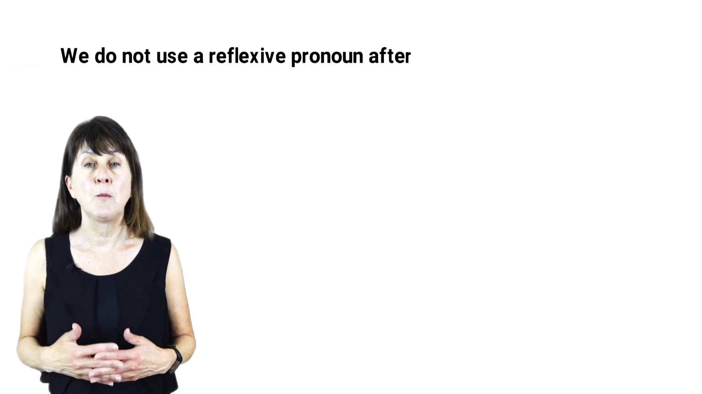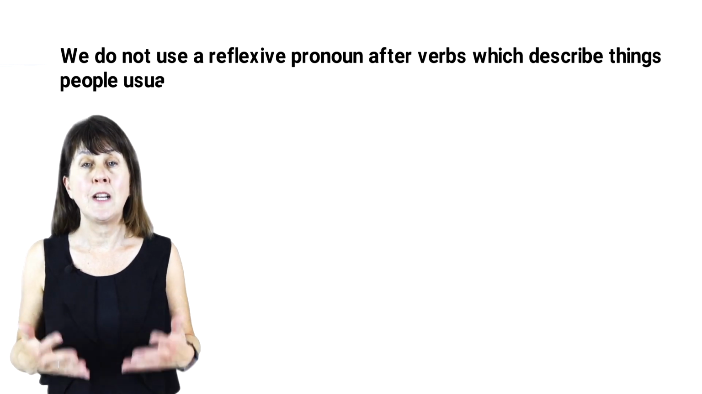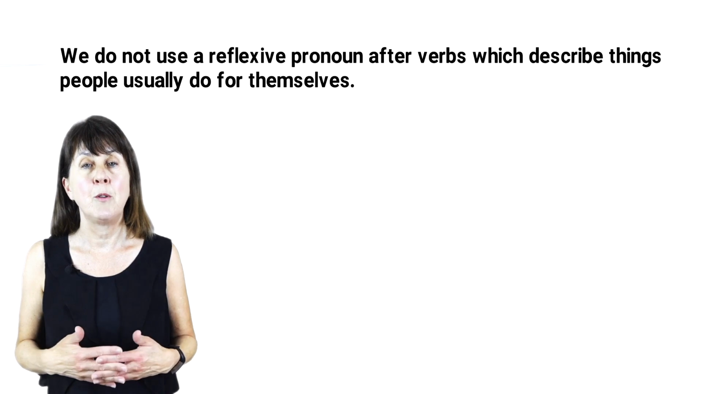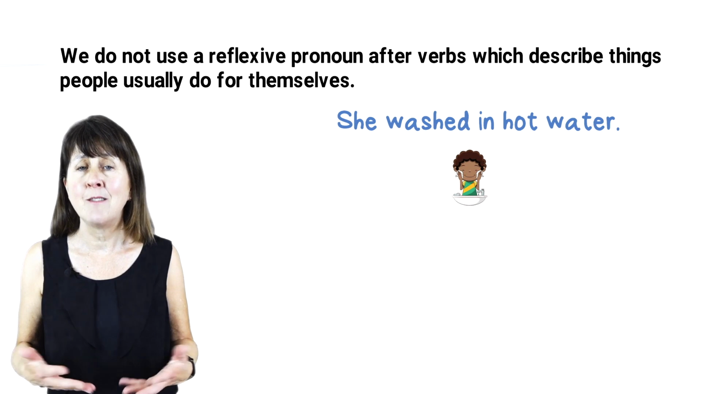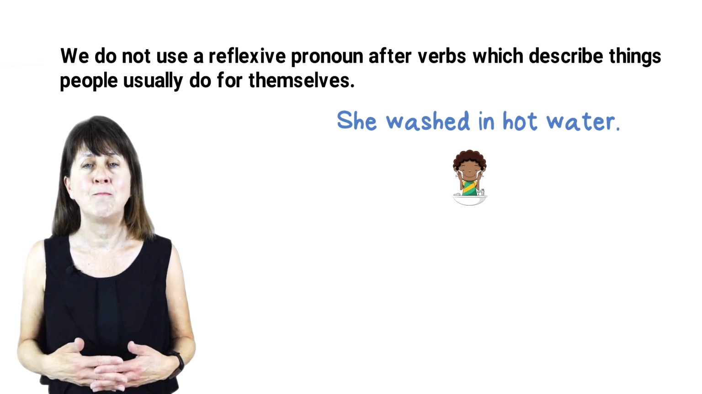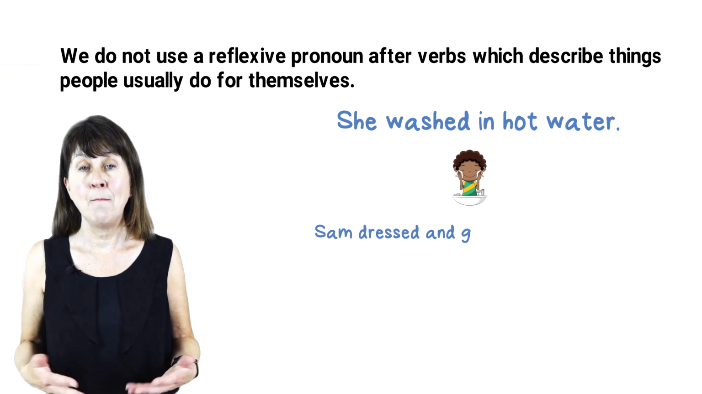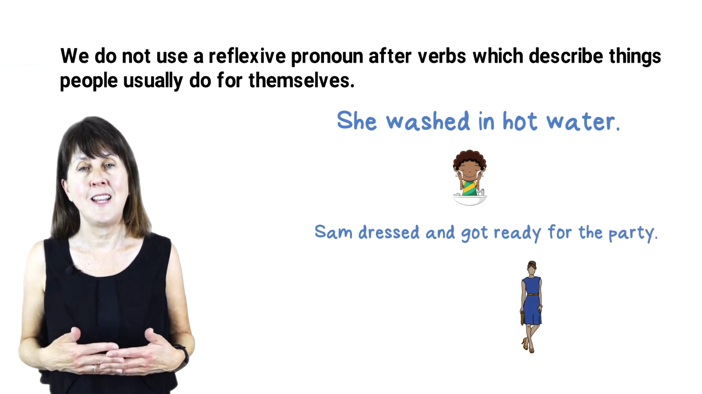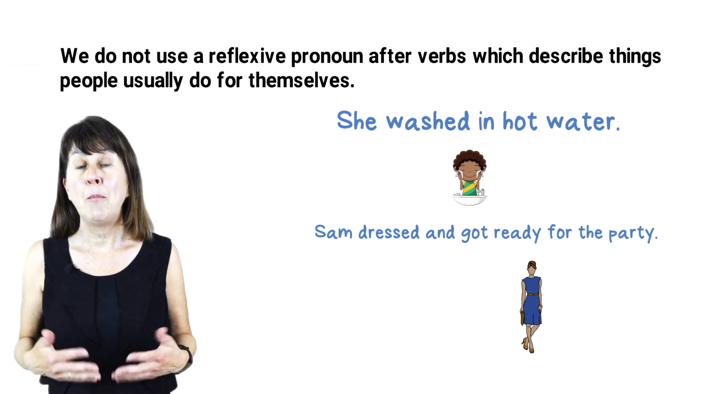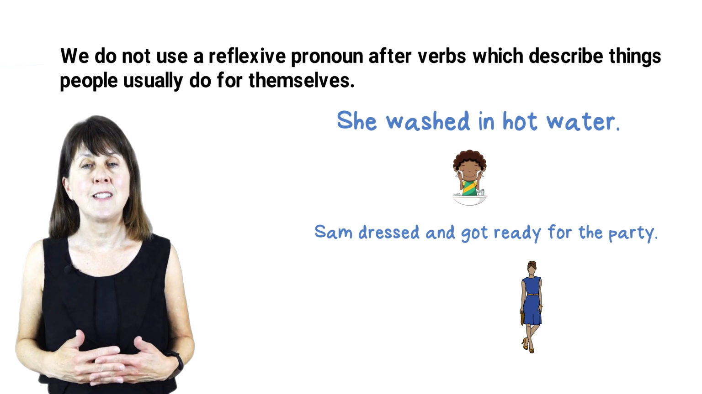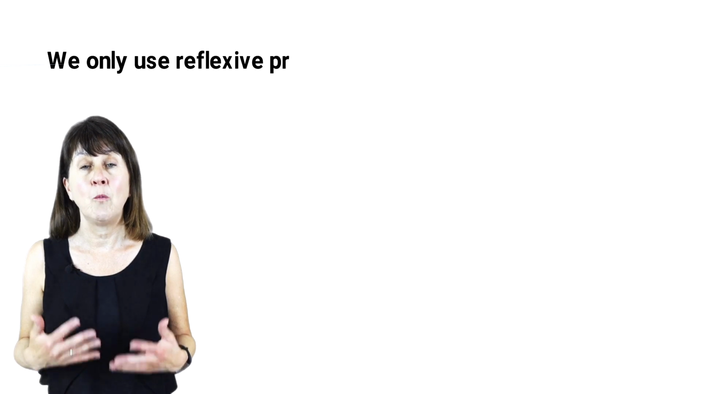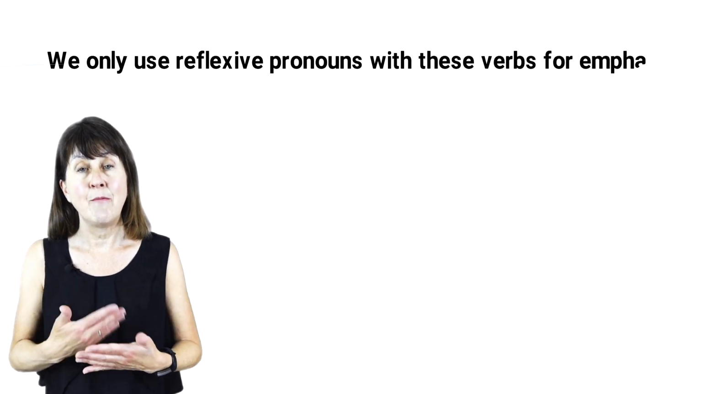But remember, we do not use a reflexive pronoun after verbs which describe things people usually do for themselves. For example, she washed in hot water. People usually wash themselves, so we don't need a reflexive pronoun. Or, Sam dressed and got ready for the party. Again, people usually dress themselves, so we don't need a reflexive pronoun. We only use reflexive pronouns with these verbs for emphasis.